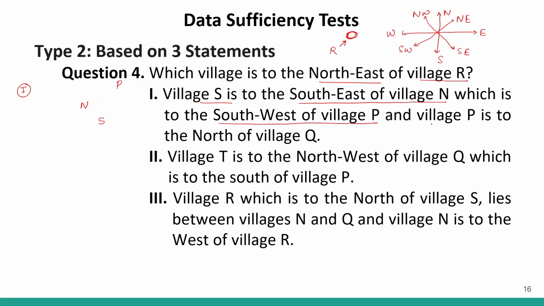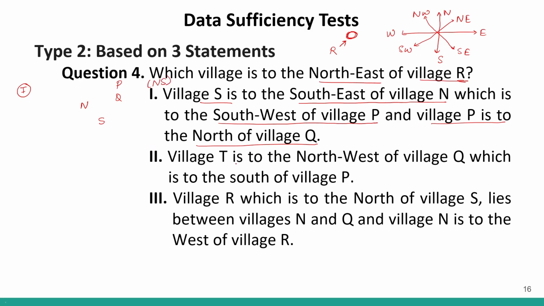Correct? And P is to the north of Q. So Q can be anywhere. We do not know the place for Q yet. So Q can be anywhere below P. Okay? So this much information is given in the first statement. We have to find the northeast of R, and R is not even mentioned in this statement. Therefore, this is not sufficient.